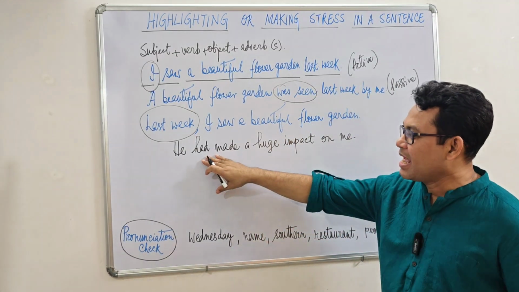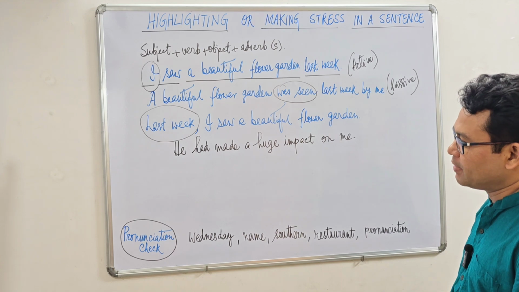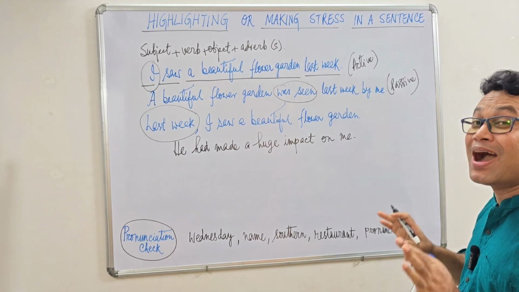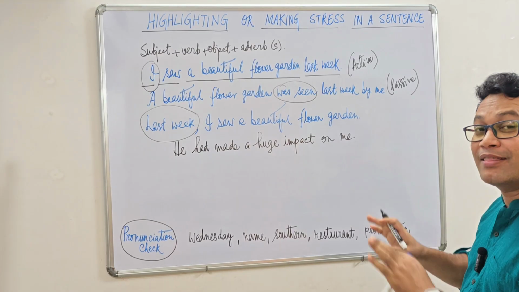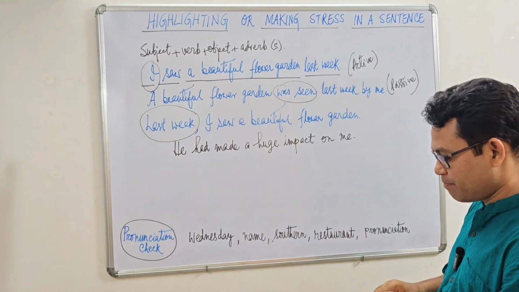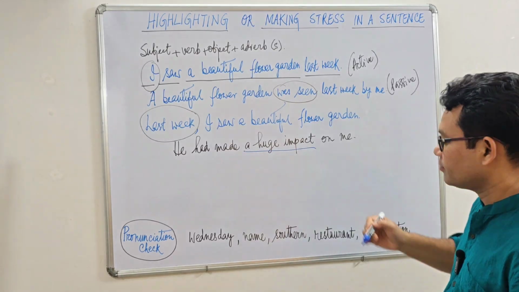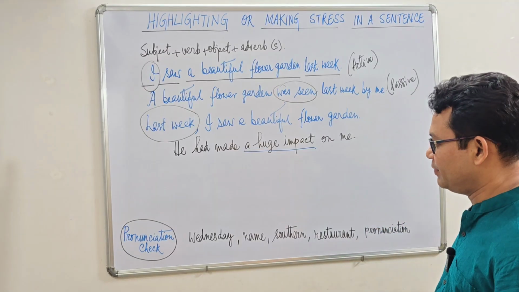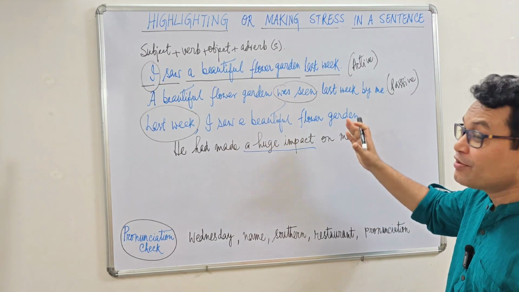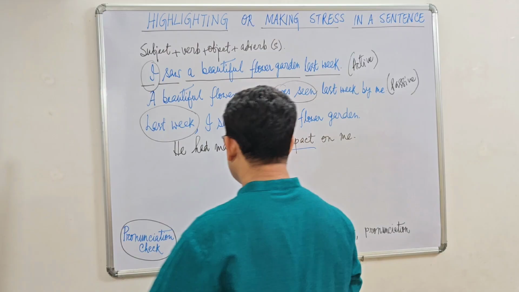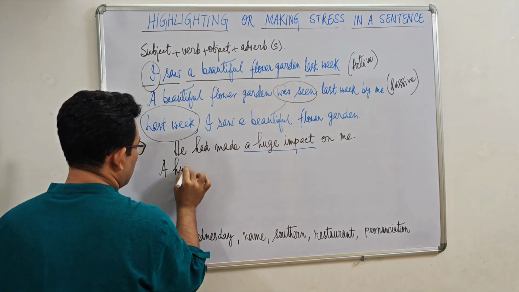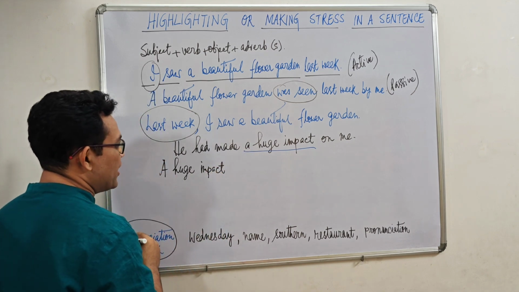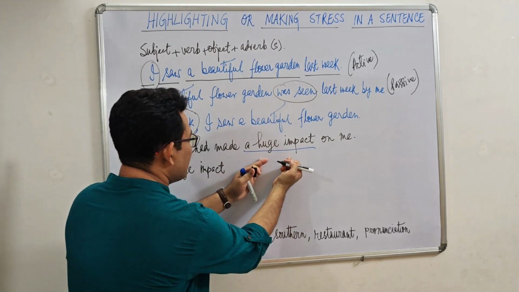Here is a sentence: he had made a huge impact on me. All right, now normal sentence, no problem. Now if I want to highlight or stress the object in this sentence, a huge impact, then I can employ that literary device of HYPERBATON or inversion. In that case, we have to reframe this sentence like, a huge impact. We are bringing the object first.